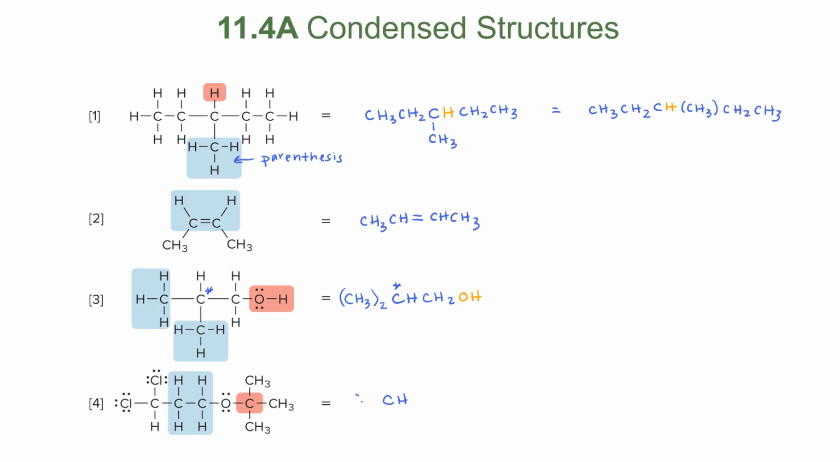There's 2 chlorines on the same one, so I'm just going to put Cl2. There's 2 CH2s. There's an O, and then a C, and there's 3 CH3 groups on there. So that carbon didn't have any hydrogens, so that's just C with 3 CH3 groups.